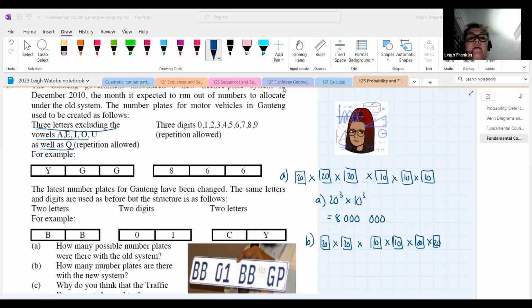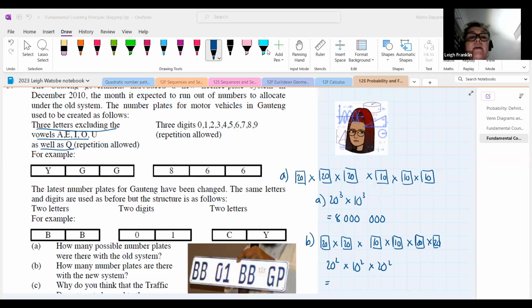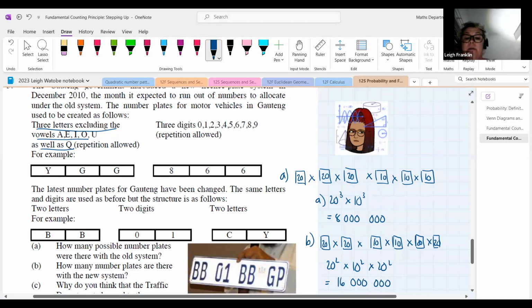That's it. Yes, massive. Okay, so we've got 20 squared times 10 squared times 20 squared. All right, so they've doubled it. Okay, so that's it, 16 million. There we go. All right, so they were clever to go and change that. All right, so that's also a question that they can ask you.